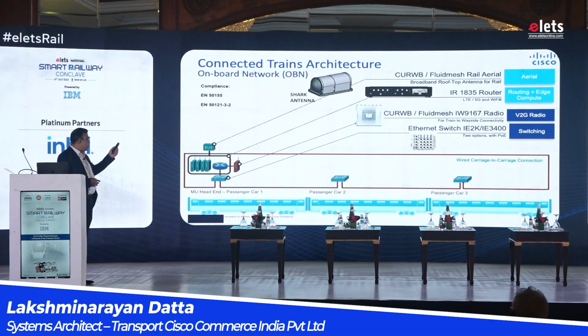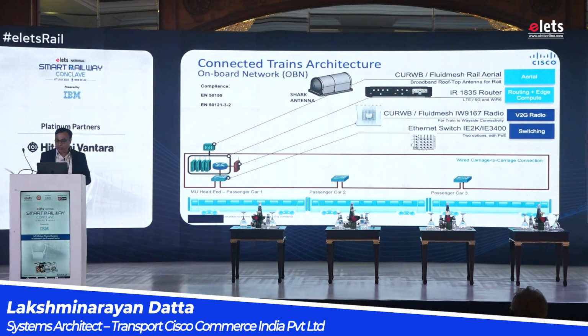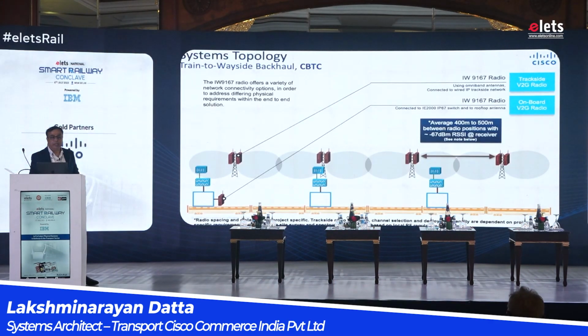Vehicle to ground radio, I have talked about. This is the ruggedized Wi-Fi AP and this is the Ethernet switch. I have these samples in our booth as well. You can see them and we can discuss more on this hardware. What are the capability details?